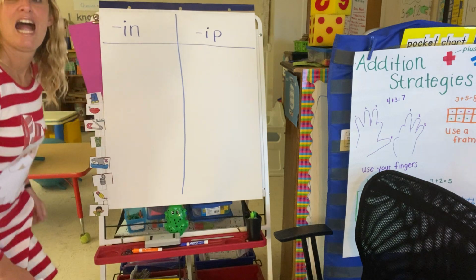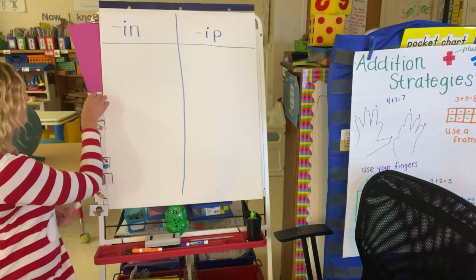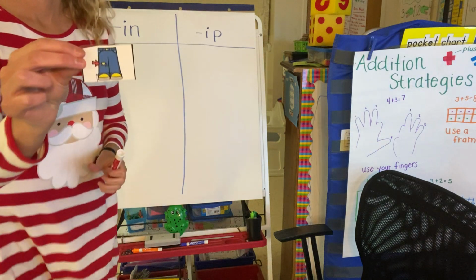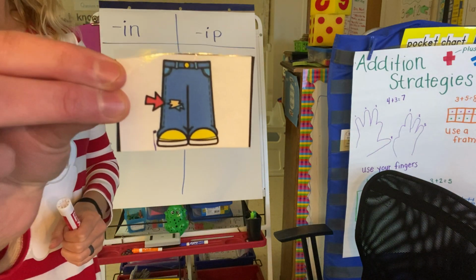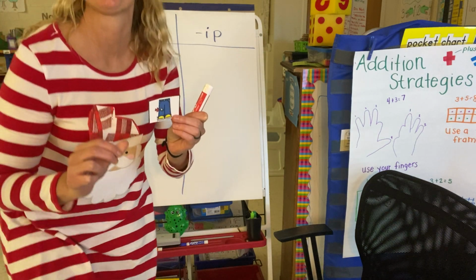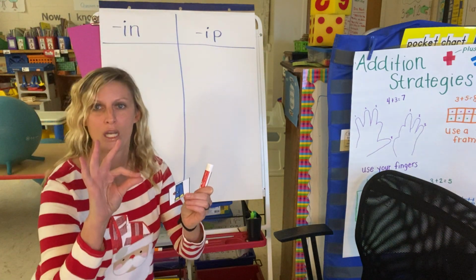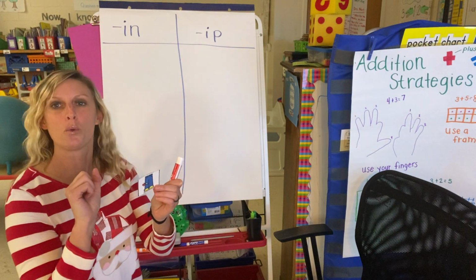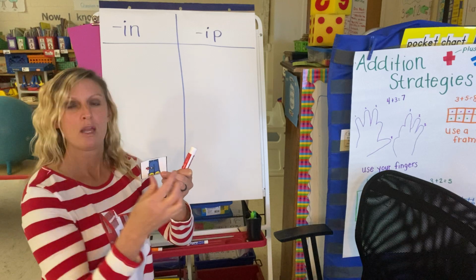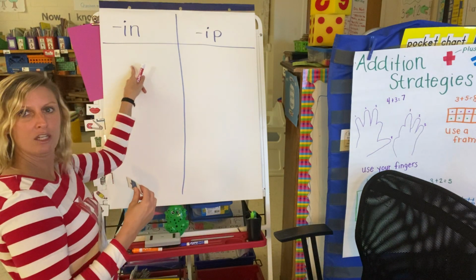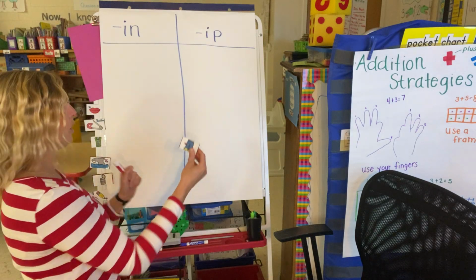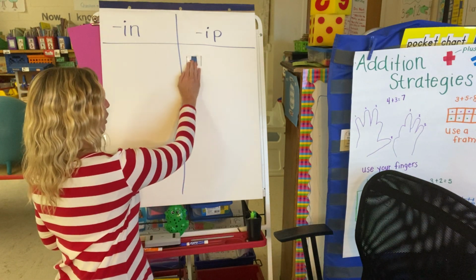All right, our first picture today shows a rip. Rip. Very good. Let's tap the word rip on our fingers. Can you tap that with me? Rip. Rip. One more time. Rip. Rip. Would that go in the N family or the IP family? Very good. The word rip ends with a P.